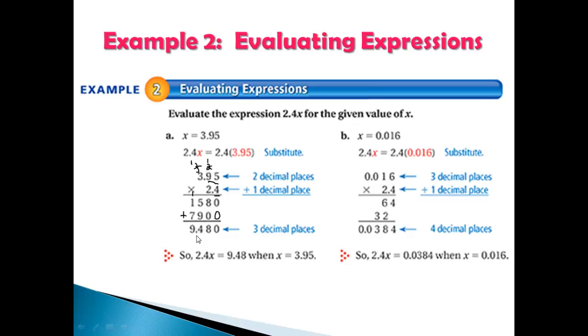For B, we're going to evaluate 2 and 4/10 x if x equals 16 thousandths. So we're going to be multiplying 2 and 4/10 times 16 thousandths. So first we're going to go ahead and multiply. 4 times 6 is 24, so we write the 4 and carry our 2.